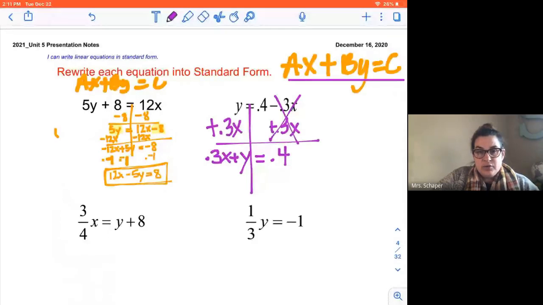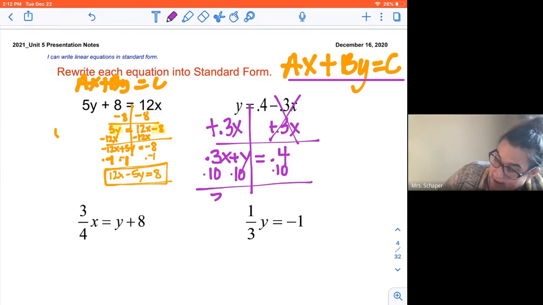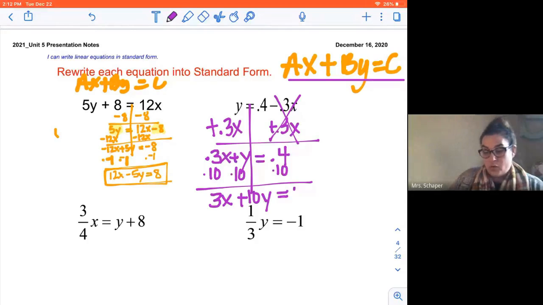Now what I need to do is check my list. Are A, B, and C all integers? And the answer is no, because I have two decimals. If you want to cancel out a decimal, in this case, there's one number after the decimal, so you multiply everything by 10. So we have 3x plus 10y equals 4.